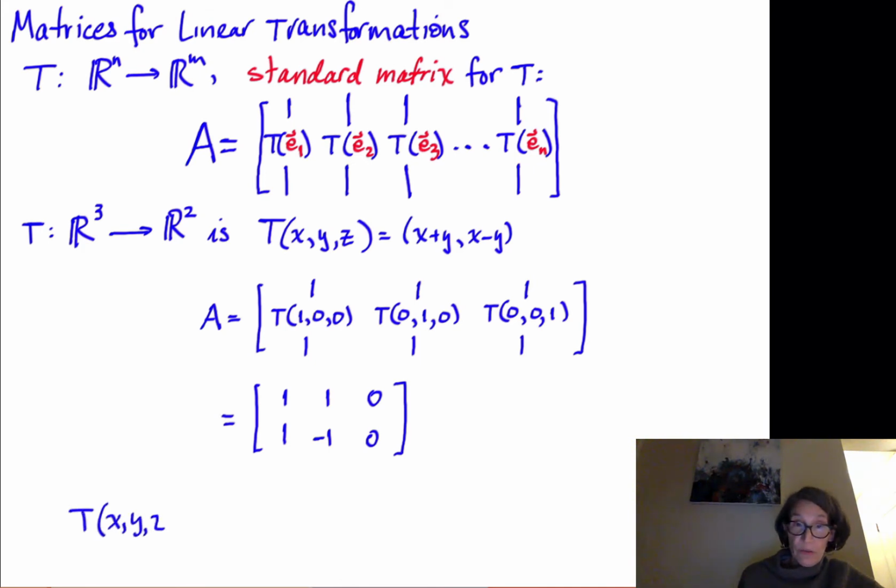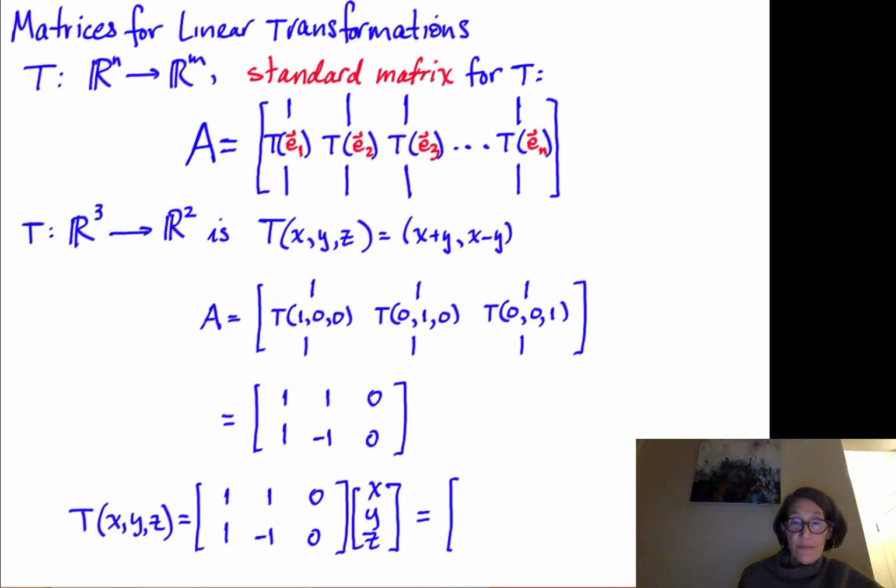Let's check it out and make sure it does what it's supposed to do. T of the vector (x, y, z) is supposed to be A times the column vector (x, y, z). Let's do that multiplication. The first component is 1 times x plus 1 times y plus 0 times z, so that's just x plus y. The second component is 1 times x minus 1 times y plus 0 times z, so that's just x minus y. All right, so it did what it was supposed to do. We got the right matrix.